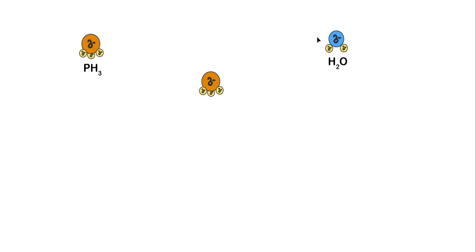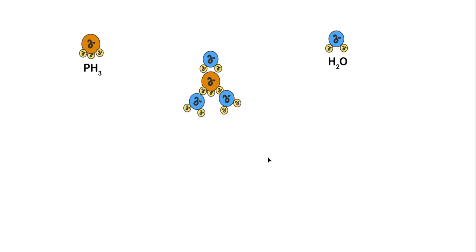If we put this up here, what's going to happen with the polar covalent water is that the negatively charged oxygens are going to be attracted to the hydrogens, and the positively charged hydrogens are going to be attracted to the negatively charged phosphorus, and you're going to get... oops, I left a hydrogen behind. You're going to get dissolving this way.